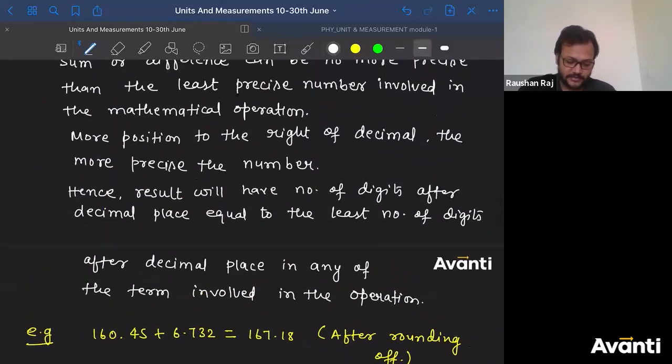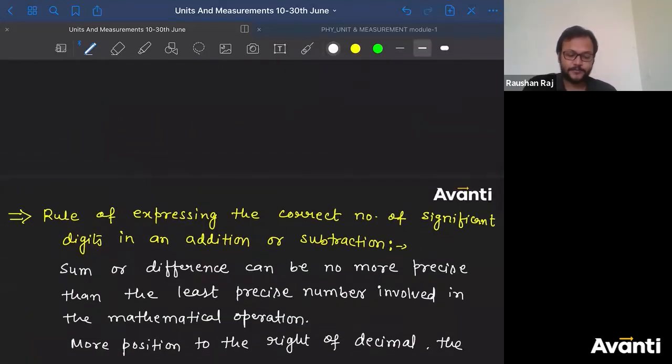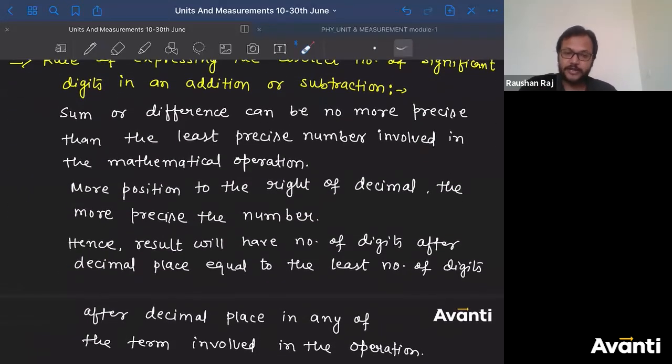Okay, so let me read this statement here. If you take a sum or difference, if you add or subtract, precision is not going to change because the measurement has already been done. But after that, the result will be no more precise than the least precise number involved in the mathematical operation. The more positions to the right of the decimal place, the more precise the number is.